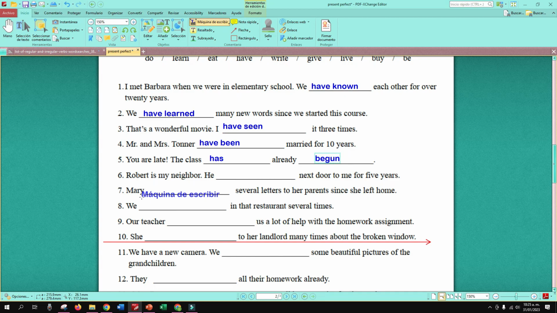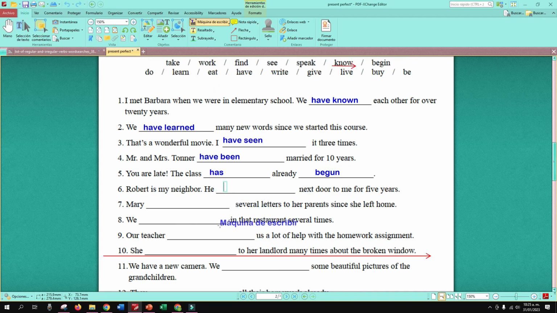What about six? Robert is my neighbor. He what? Robert is my neighbor. What do you think? Has lived, right? Excellent. Has lived next door to me for 5 years. Excellent.